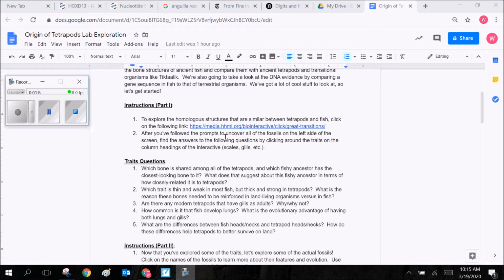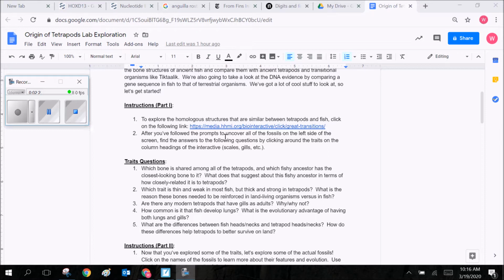So you can read the introduction, of course, but after you get down here to the instructions, we're going to start off by looking at anatomical homology, which again is just homologous structures are bone structures or physical, like musculature and things like that, that we can compare between organisms in order to tell whether they're related. And so we're going to go ahead and do that by using the fossil record, which is our best record of anatomical or homologous structures.